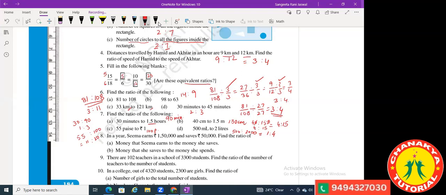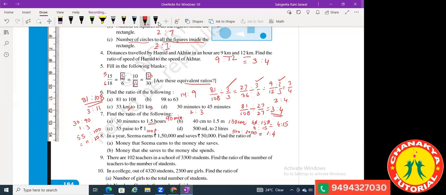And other children also, most of the children have done the question paper very nicely. You all knew everything. But the thing is that you couldn't present your work. You should write the statement. You get marks for writing the statement, and for doing the conversions.